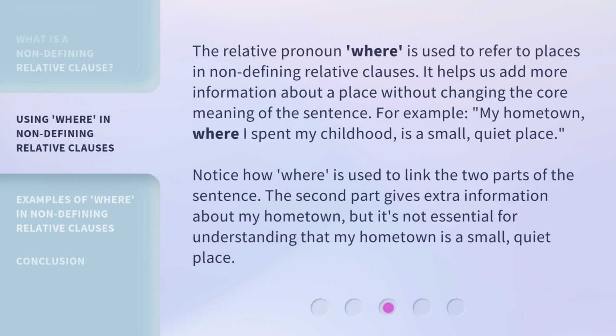The relative pronoun where is used to refer to places in non-defining relative clauses. It helps us add more information about a place without changing the core meaning of the sentence. For example, my hometown, where I spent my childhood, is a small, quiet place. Notice how where is used to link the two parts of the sentence. The second part gives extra information about my hometown, but it's not essential for understanding that my hometown is a small, quiet place.